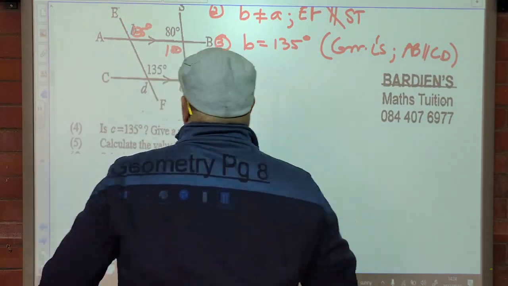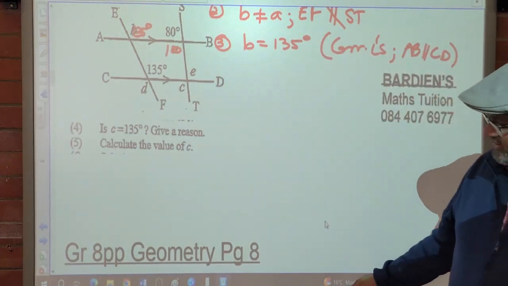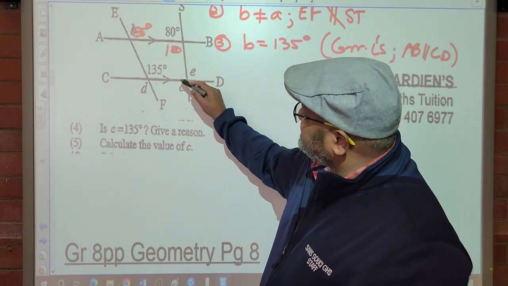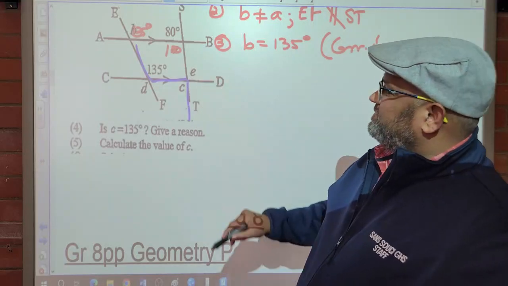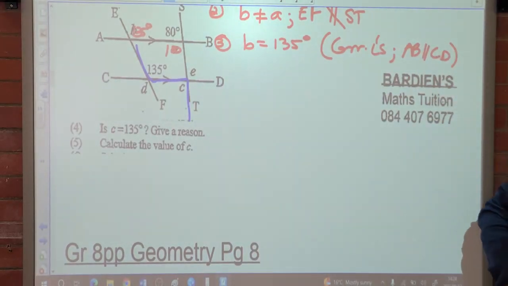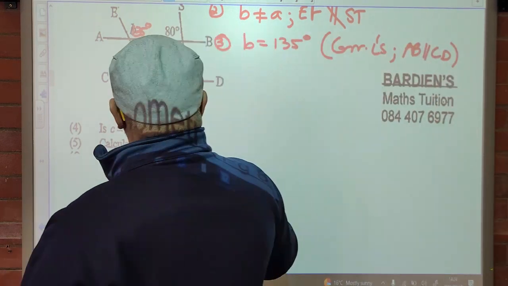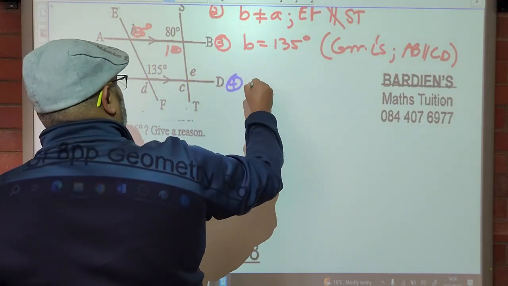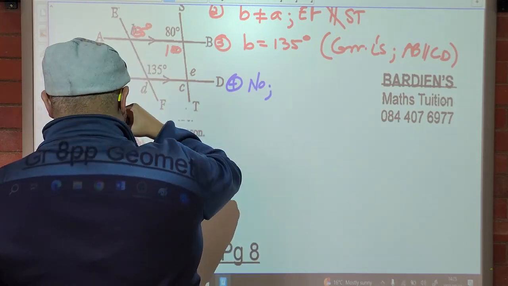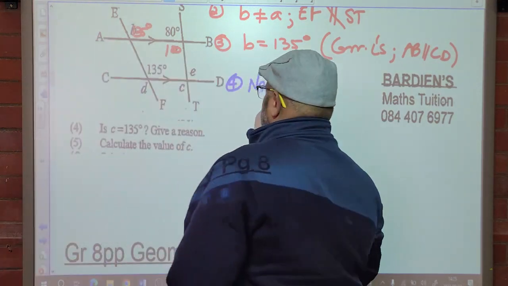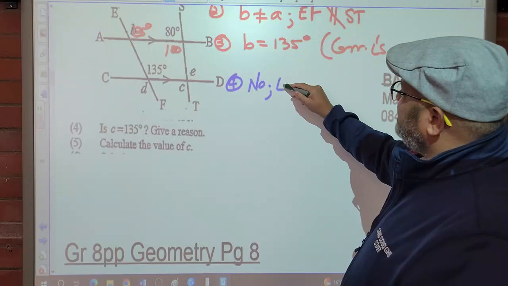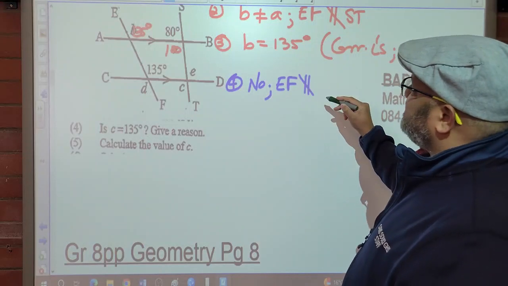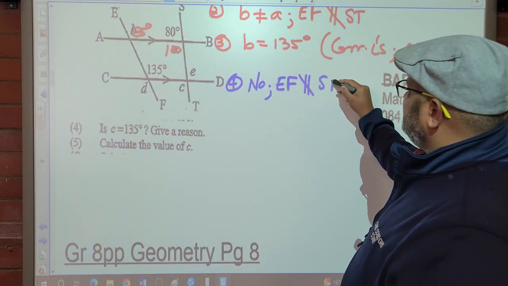Right. Is C 135? Yes. No. But it's alternate. But the lines are not parallel. So the answer is no. There's number 4 now. The answer is no, because EF is not parallel to ST.